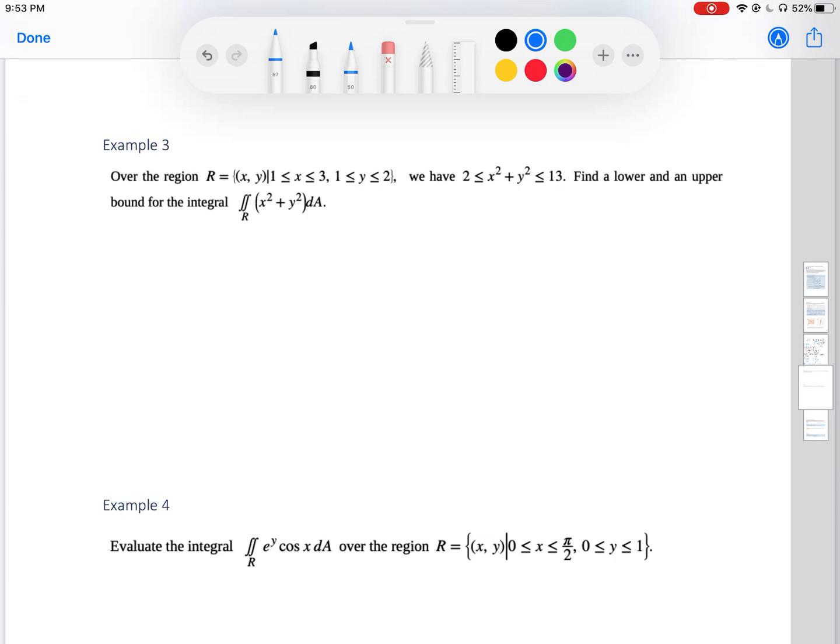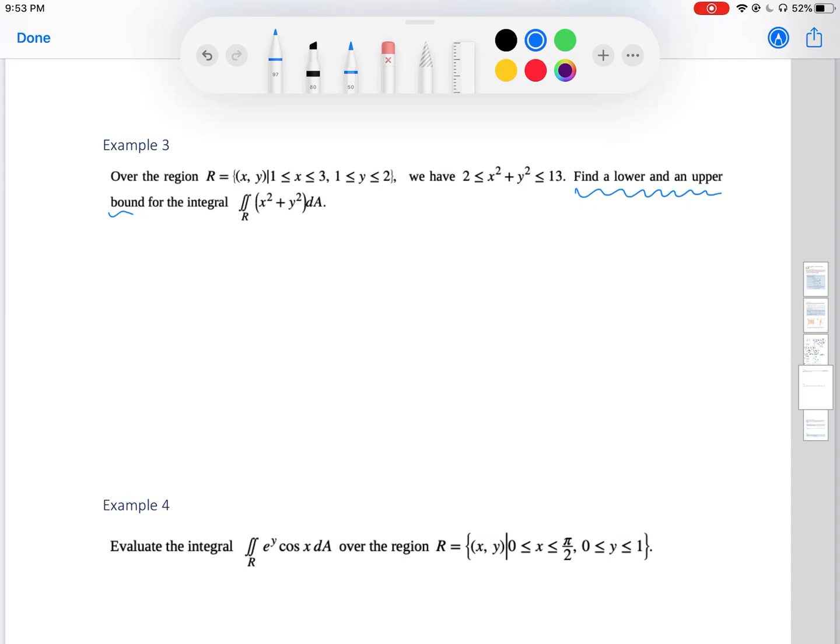Example 3. Over the region R of x comma y such that 1 is less than x is less than 3 and 1 is less than y less than 2, we have 2 is less than or equal to x squared plus y squared less than or equal to 13. Find the lower and upper bound for the double integral over R of x squared plus y squared dA.